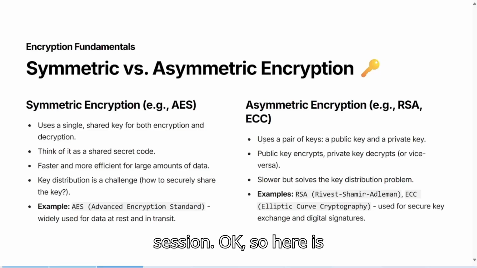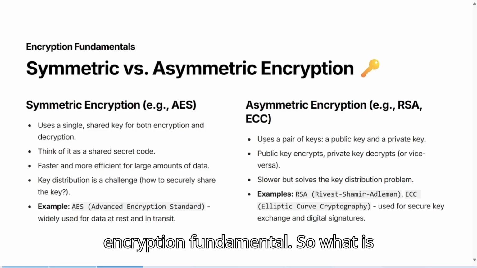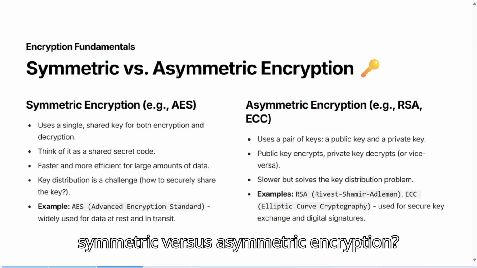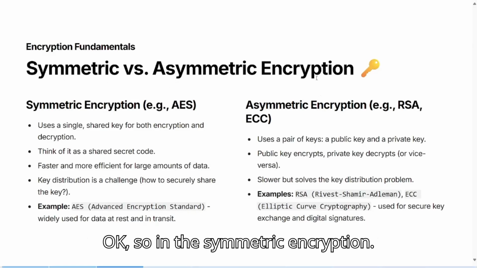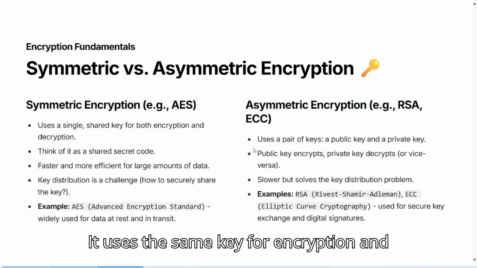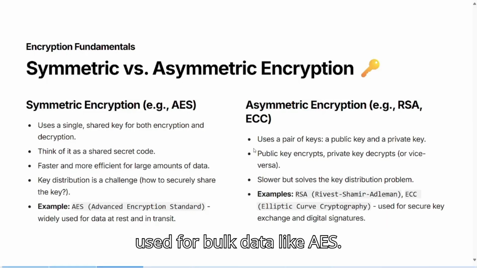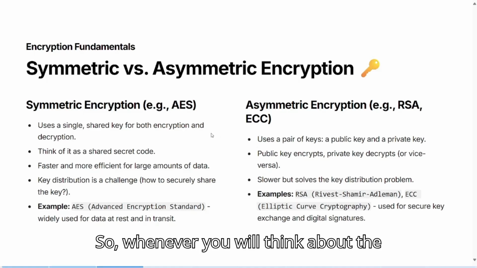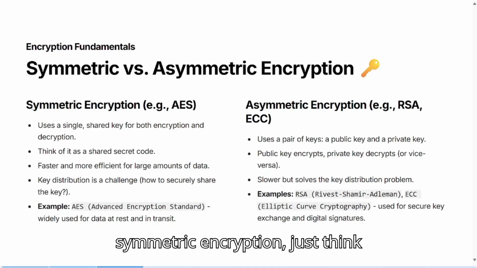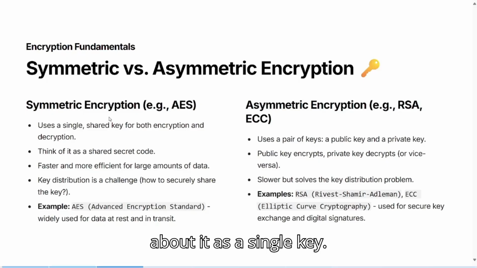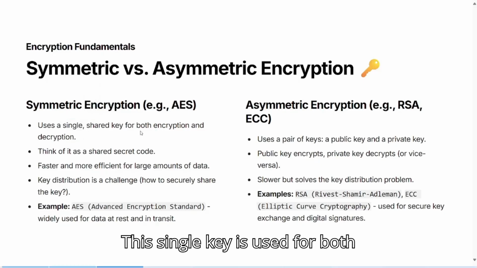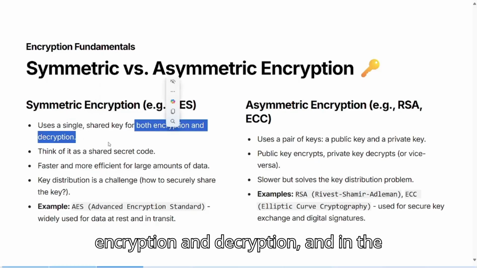So here is encryption fundamentals. What is symmetric versus asymmetric encryption? In symmetric encryption, it uses the same key for encryption and decryption, and it's fast and commonly used for bulk data, like AES. Whenever you think about symmetric encryption, just think of a single key. This single key is used for both encryption and decryption.